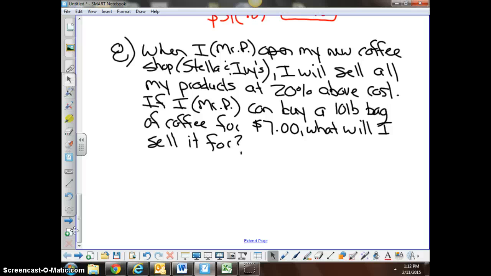Okay, how did you solve that, Jakai? So Jakai says he's going to take the cost that I pay, which is $7, and he's going to multiply it by what? 1 2/10. He's going to multiply it by 1 2/10. Why, Jakai?